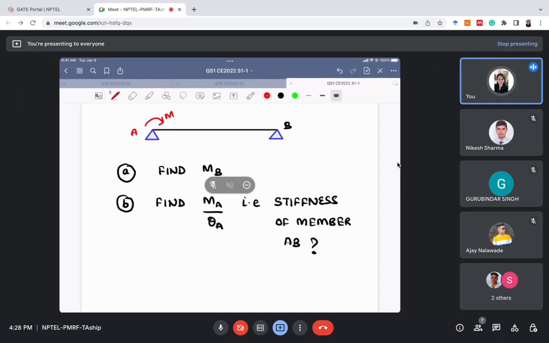Okay. So moment at B will be 0. Why will it be 0? Because it does not depend upon the value of moment we apply at A. B is a hinge support, so MB will always be 0.